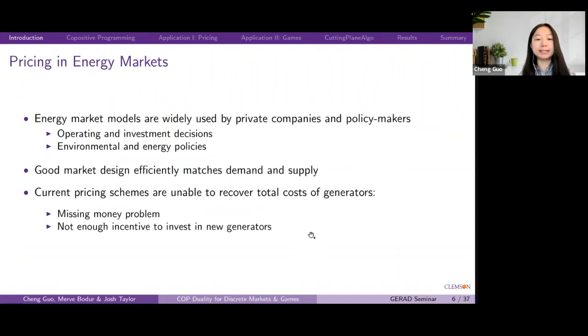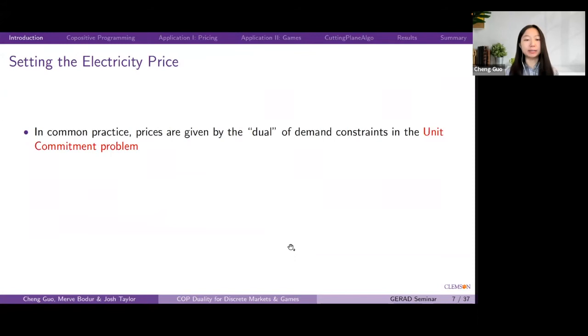However, the current pricing schemes are unable to recover the total costs of generators, so the generators might be operating under deficit. This creates the so-called missing money problem in power systems. As a result, the generator owners might not have enough incentive to invest in new generators.